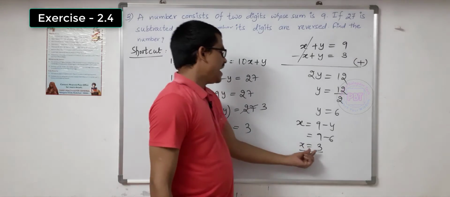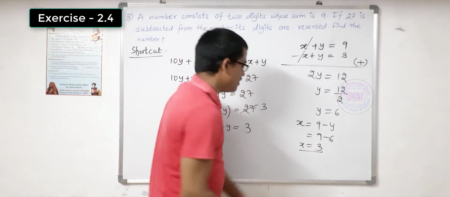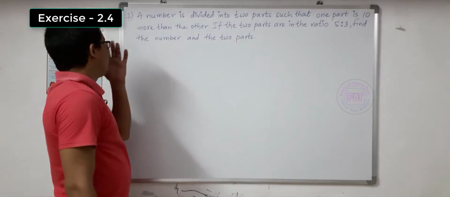Just now I said x is the ones place digit and y is the tens place digit. Then what is the number? 63 is the required number. Okay. Now let us see the fourth question.